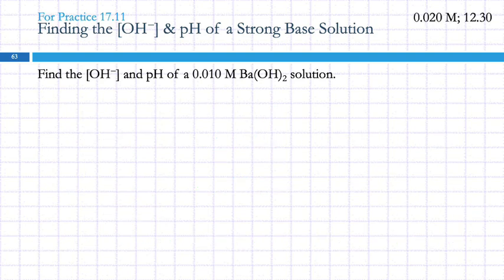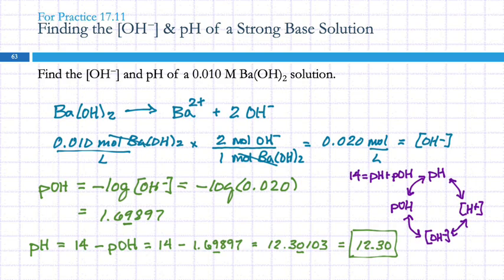Yeah? Why are you not using the ice table? That's a good question. Why not use an ice table? Because we don't have to. Because this is a strong base, it ionizes completely. It dissociates, technically. And so there is no equilibrium.